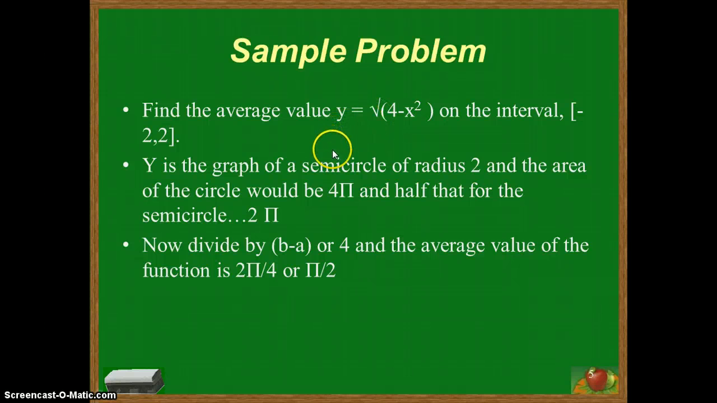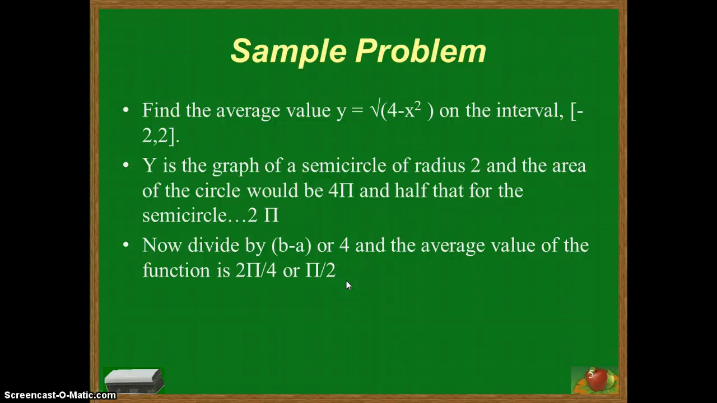And it's very easy using a geometric formula to find the area of a semicircle. It would be a semicircle of radius 2, the square root of 4, and the area of the circle, pi r squared, would be 4 pi. Half of that for the semicircle would be 2 pi. Now, just divide that 2 pi by b minus a, which is 4, and the average value of the function becomes 2 pi over 4, or pi over 2.